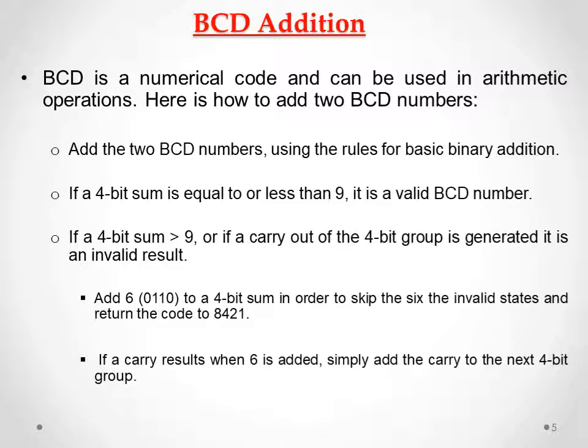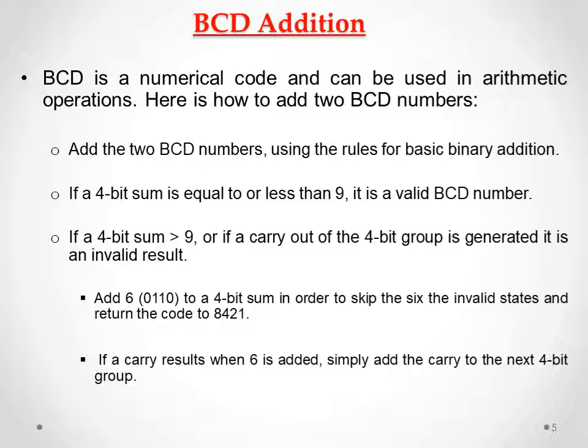BCD is a numerical code and it can be used for arithmetic operations. Now let's see how to add two BCD numbers. The first step is to add the two BCD numbers using the rules for basic binary addition. Then if a 4-bit sum is equal to or less than 9, it is a valid BCD number. If your 4-bit sum is greater than 9, or if a carry out of the 4-bit group is generated, then it is an invalid result.